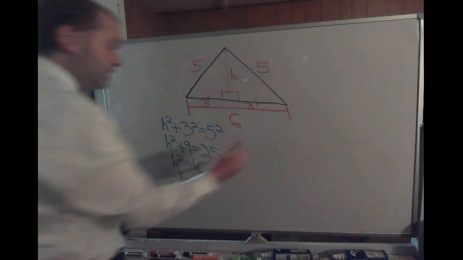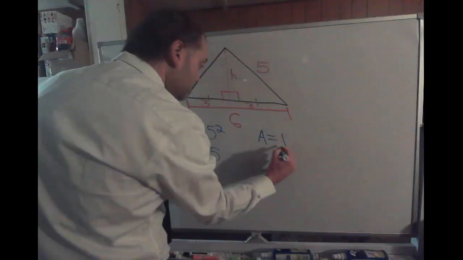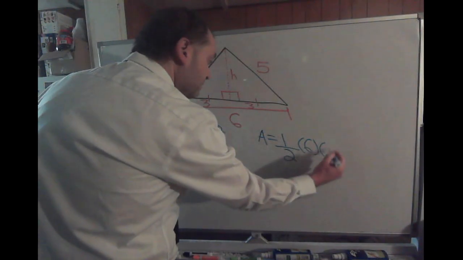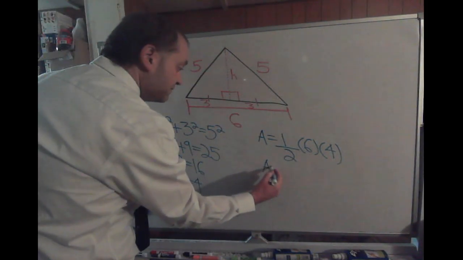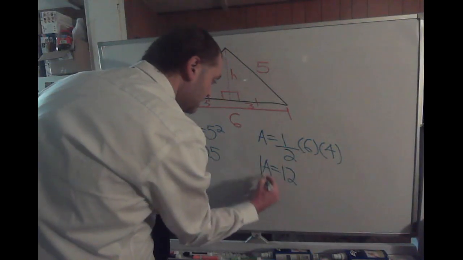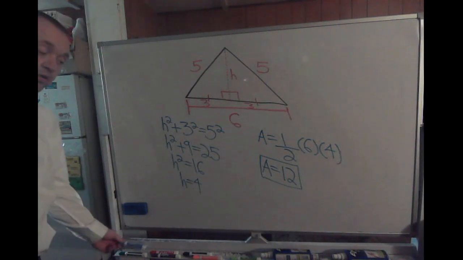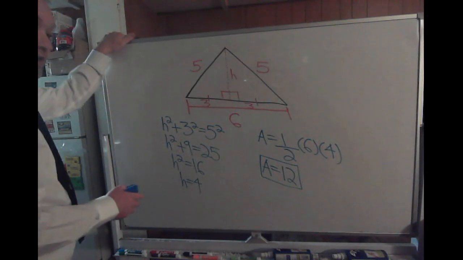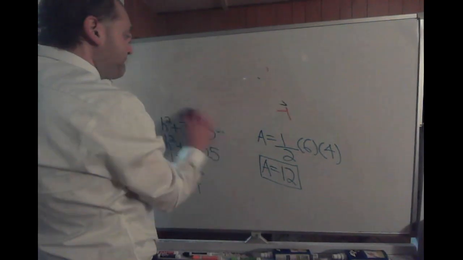Now we can find the area of the triangle. The area of the triangle is going to be equal to half times 6 times the height of 4. What's half of 6? That's 3, then times 4 is 12. So the area of the triangle, therefore, is going to be 12 square units. So yes, the Pythagorean theorem and trigonometry can very heavily be involved in this.